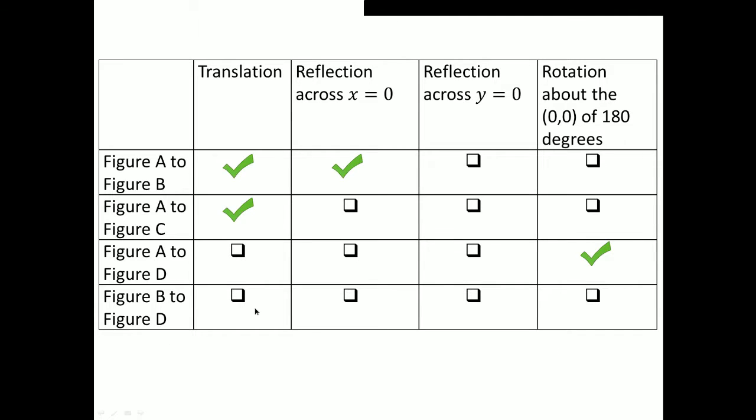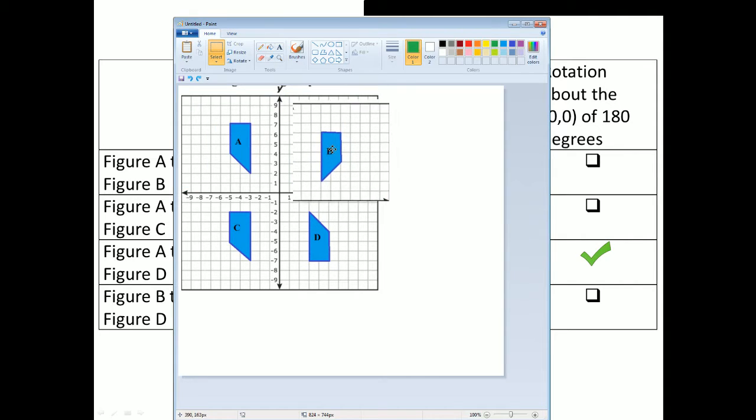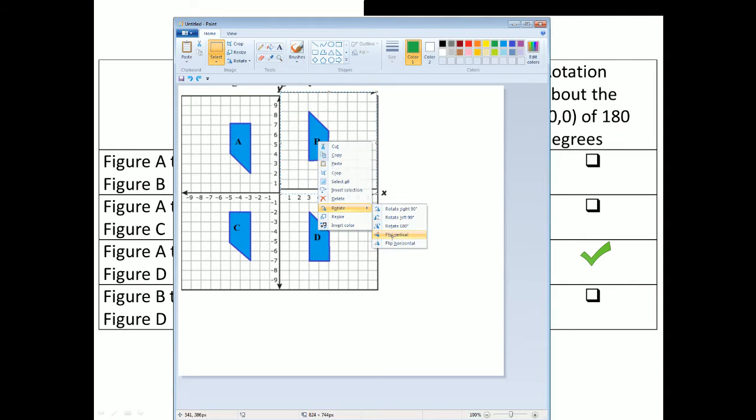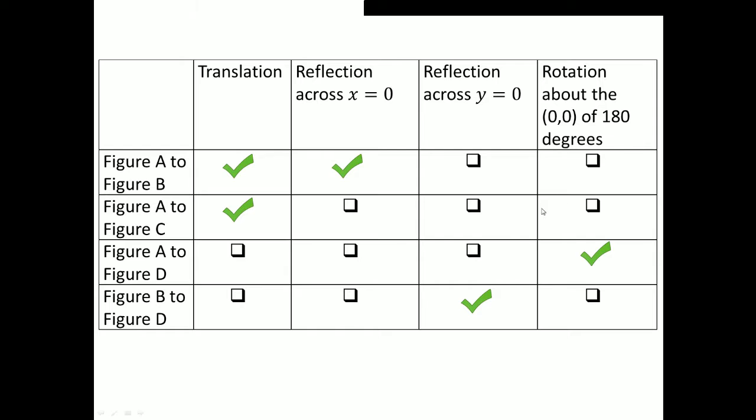From B to D, we would say that is a reflection across the y-axis. Watch this. From B, there you go. Watch me reflect it across the vertical. Boom. That's your D right there. Letter D right there. B. Good? That's why it is a reflection.